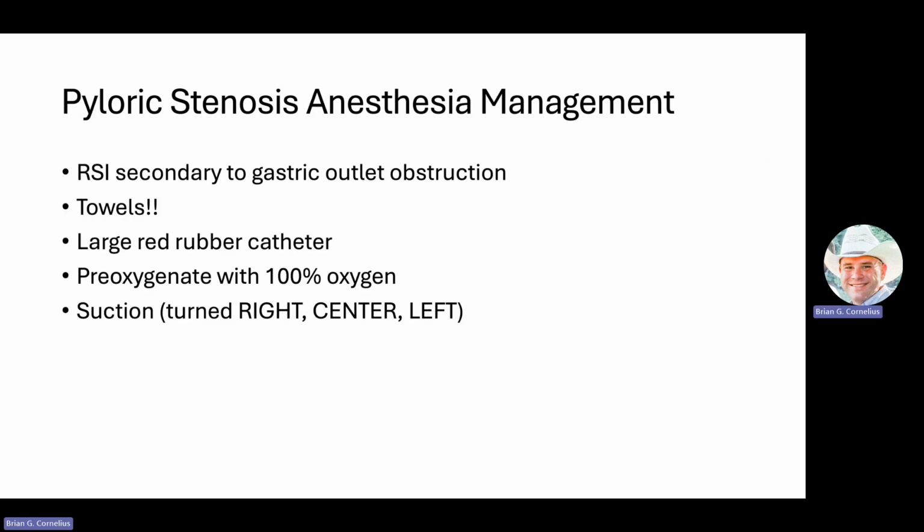From an anesthesia perspective, things we need to consider: getting the airway secured quickly, because they are obviously at increased risk of regurgitation and difficulty ventilating because of the gastric outlet obstruction.